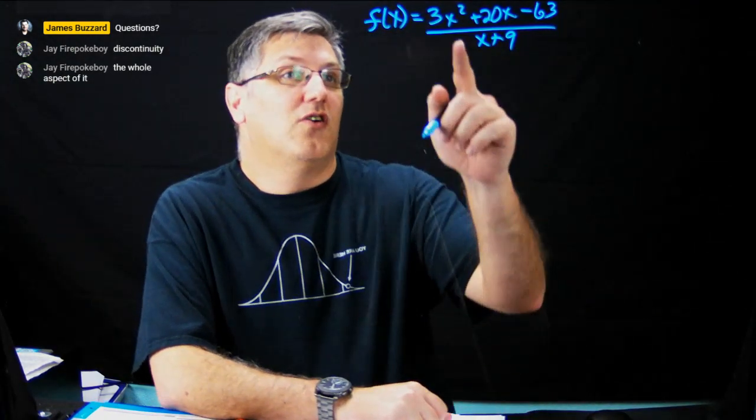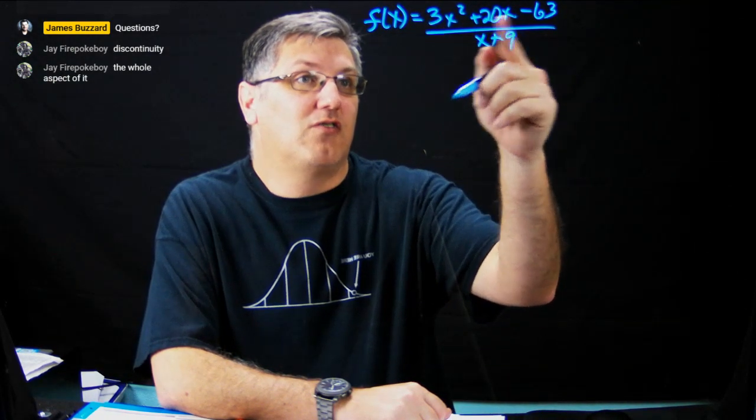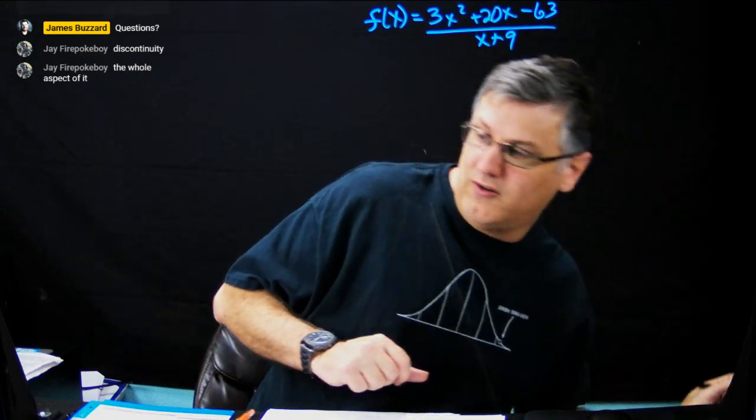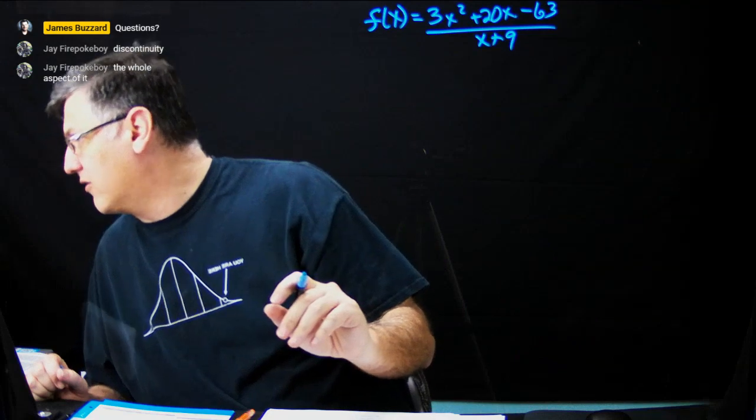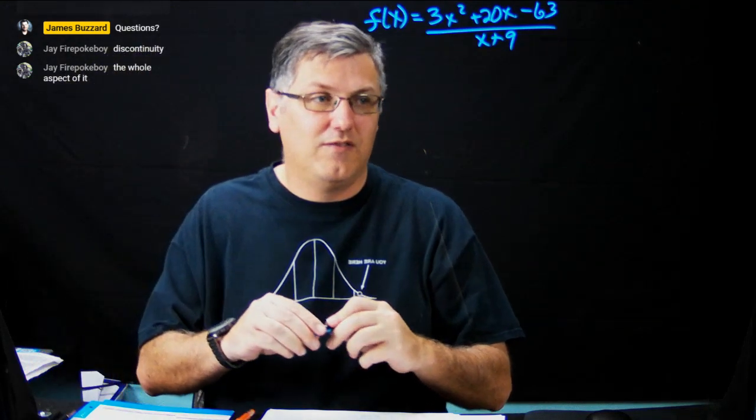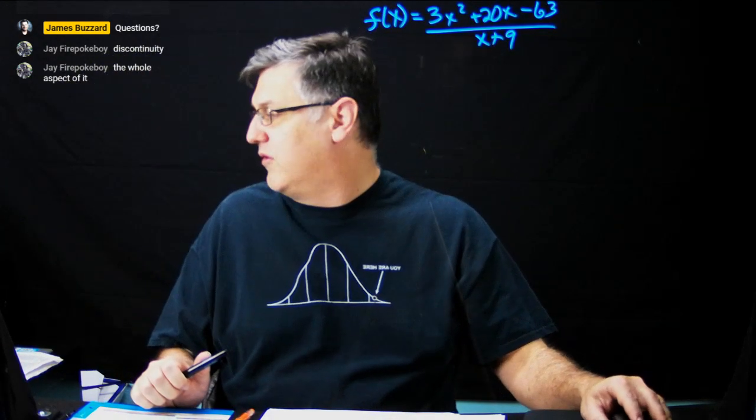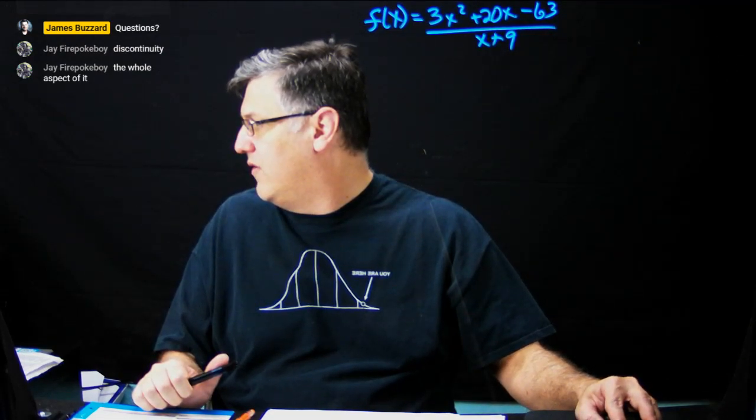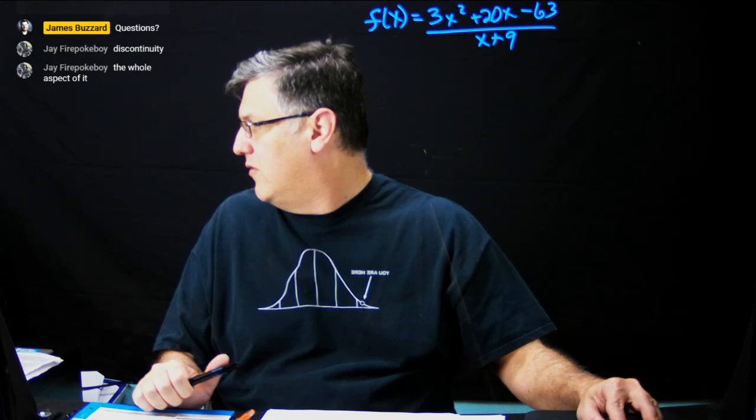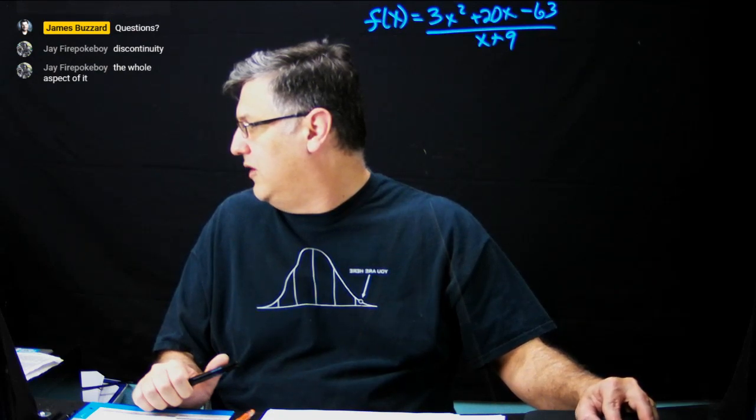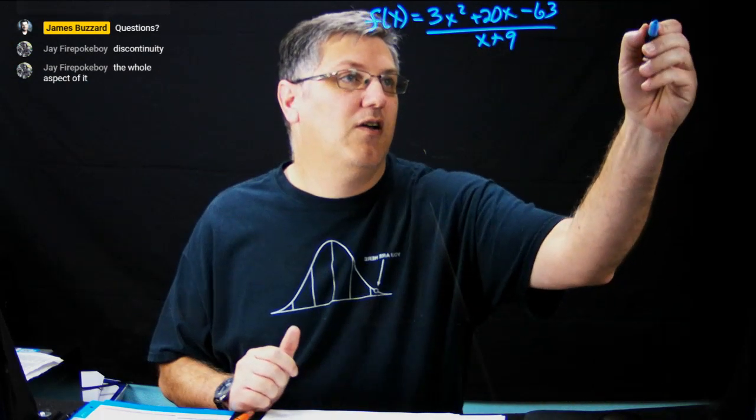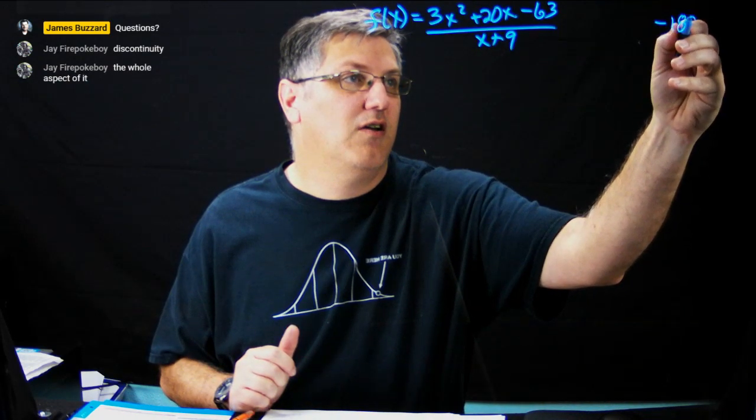All right, so let's factor this top here. So 3 times negative 63. Did I bring the calculator in here? I don't think I brought the calculator in here on the ottoman. So 3 times 63 is 189, negative 189.